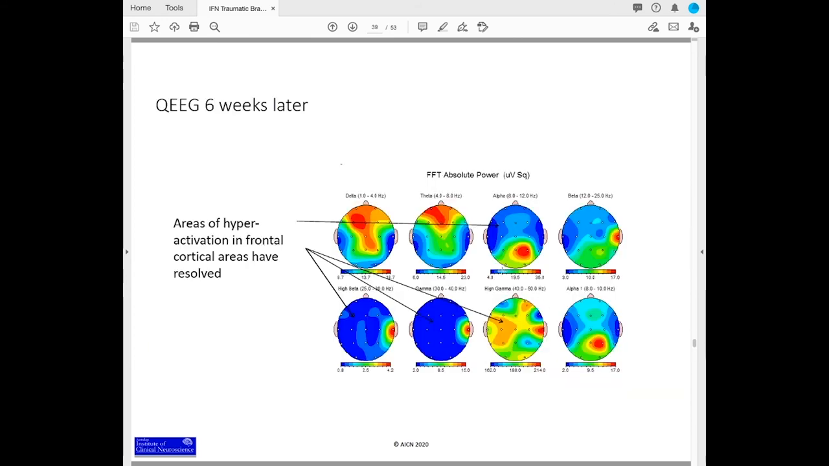Now, this is her findings after treatment. This is after 6 weeks of treatment. And we see that those areas, the areas of the facial movement anyway, have pretty much cleared up. A little bit of the frontal eye field is still there. And you'll see when we ask her to perform some functions for us in the next video that her facial muscles work much better. She still struggles with her eyes a little bit, but much better than she was when she first came in.